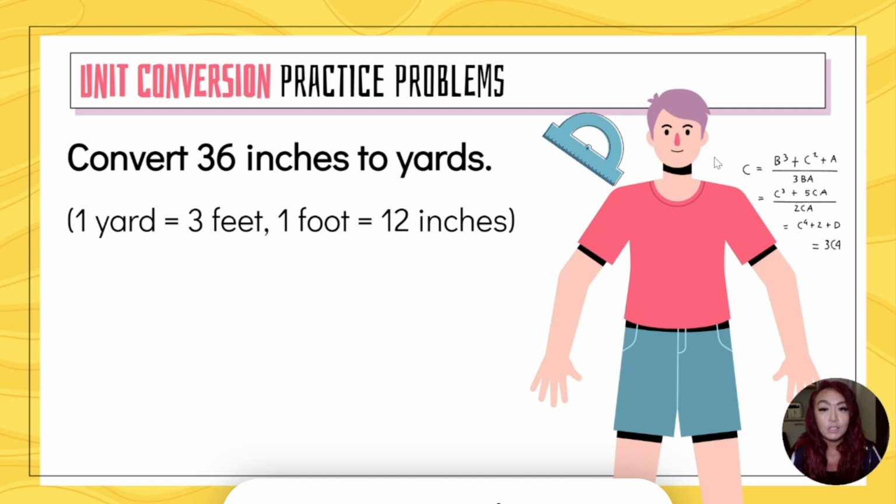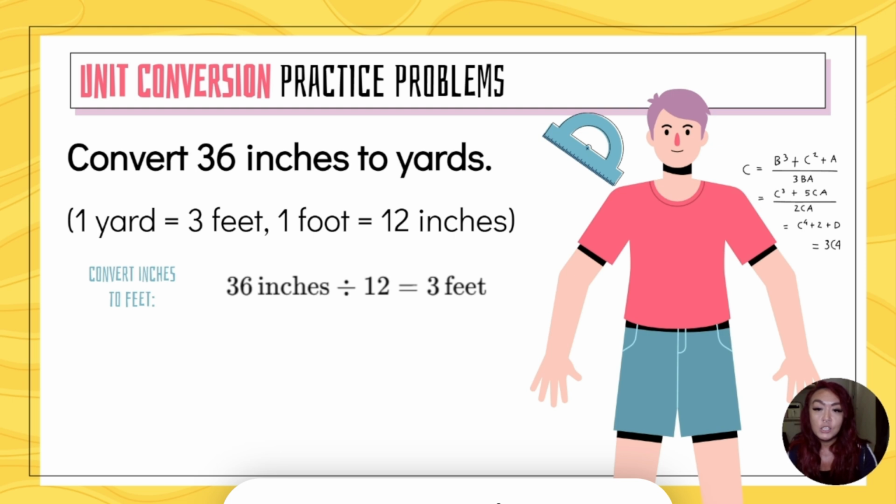So let's take a look at some practice problems. Convert 36 inches to yards. And I give you the two conversion factors that we're going to need here. 1 yard is equal to 3 feet, and 1 foot is equal to 12 inches. First we'll convert inches to feet. To do that, we'll take 36 inches and divide it by 12 inches, and we get 3 feet, right? We divided by 12 because there's 12 inches in 1 foot.